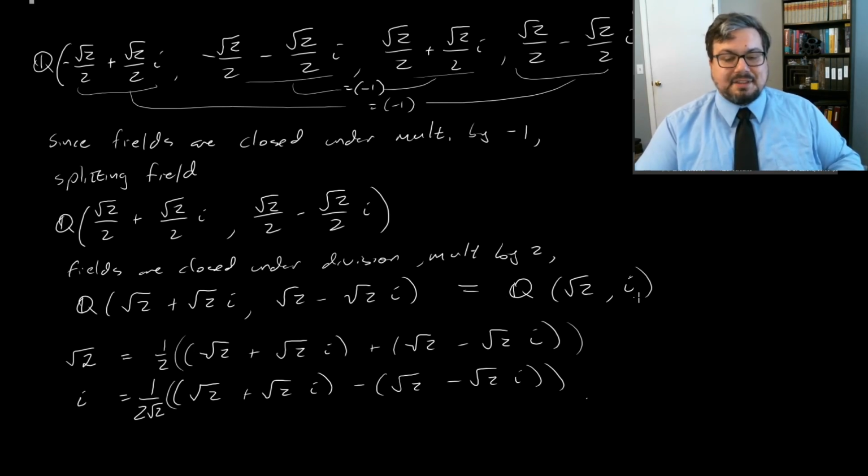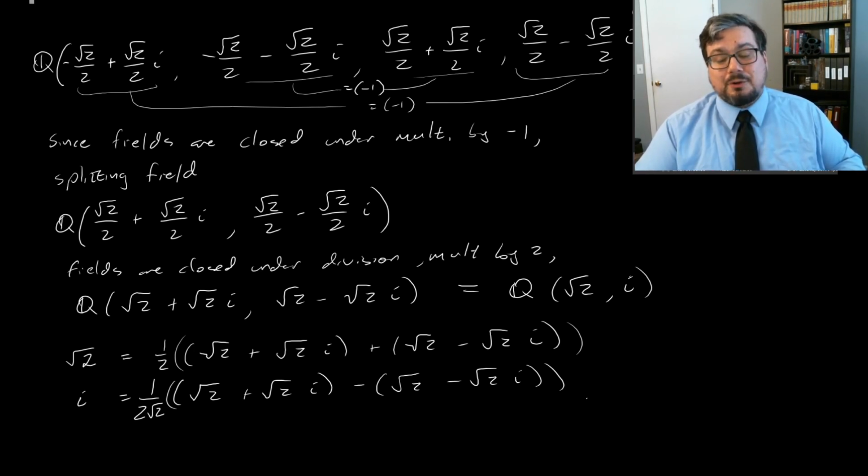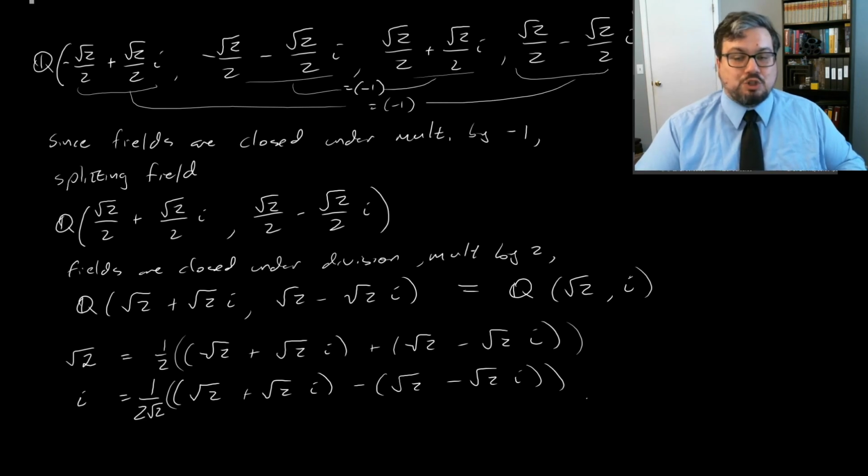So this would be the simplest, or one of the simplest ways that we can write down the splitting field for the polynomial x⁴ + 1 over the rational numbers.